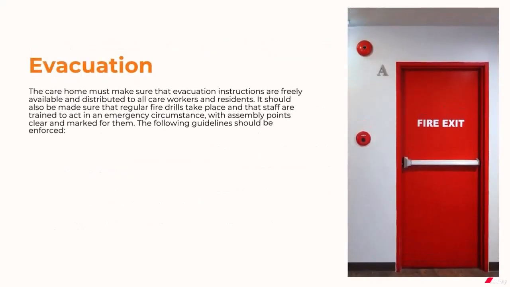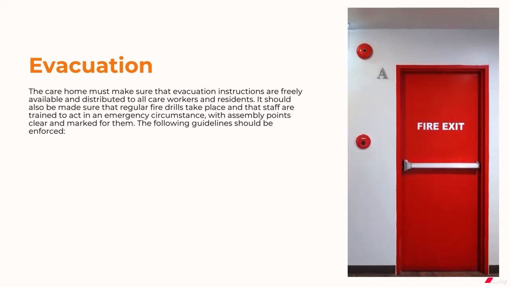Evacuation. The care home must make sure that evacuation instructions are freely available and distributed to all care workers and residents. It should also be made sure that regular fire drills take place and that staff are trained to act in an emergency circumstance with assembly points clear and marked for them. The following guidelines should be enforced.